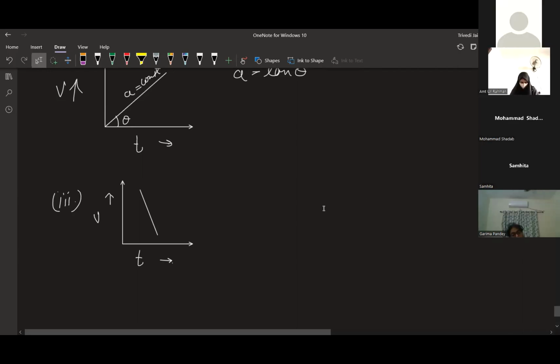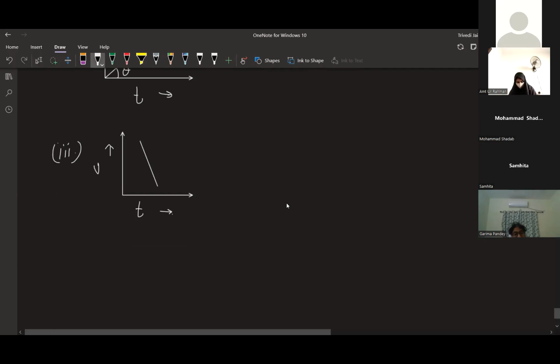Yes, Samhita. What about this one? It will show retardation. It is constantly decreasing. Fourth one, I used to give answer. Yes.